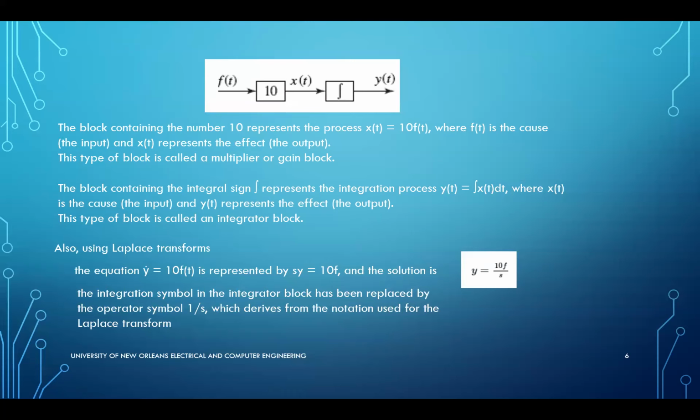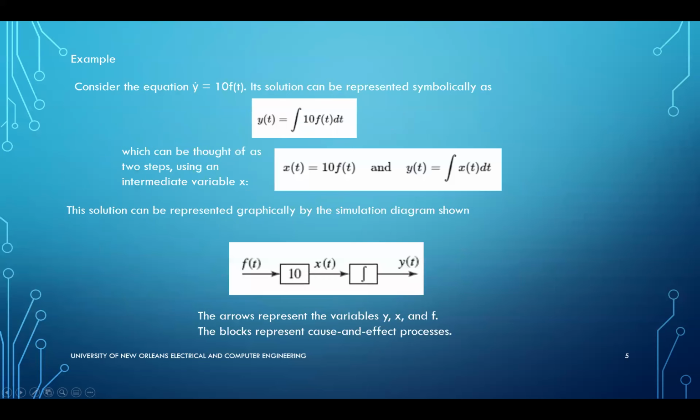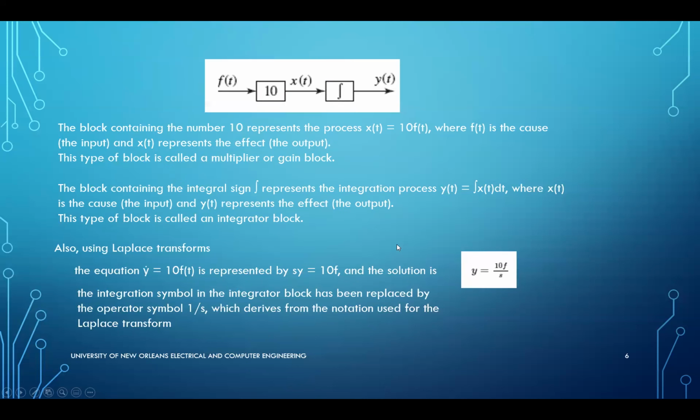What I'm interested in is that you know how to interpret this as a block diagram. And you'll see that in a minute. What happens is that the integration symbol in the integrator block is really replaced by the operator 1 over s, which derives from the notation used for the Laplace transform. Meaning that the integration in the time domain is represented by the factor 1 over s in this Laplace transform method.